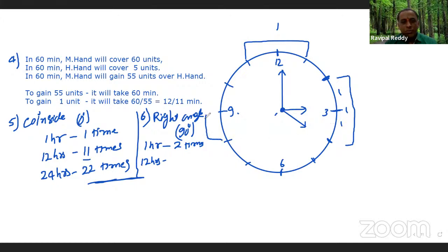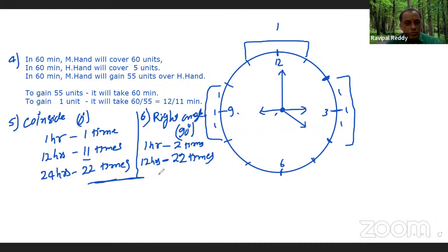Same as it is from 8 to 9. Between 8 and 9, 1 time, 9 and 10, 1 time, exactly 9 o'clock, 1 time. So from 8 to 10, in these 2 hours, only 3 times these two hands will be at a right angle. Therefore, 1 hour 2 times, 12 hours, it should be 12 into 2, 24. But here it is not 24, only 22 times. 22 times the minutes hand and hours hand will be at a right angle.